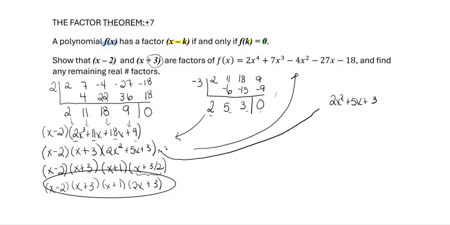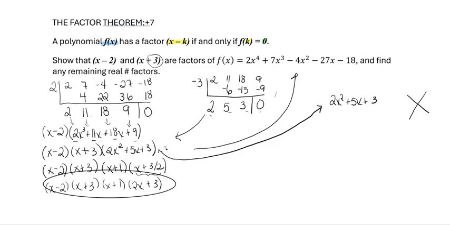I'm taking this and I'm rewriting it up here: 2x squared plus 5x plus 3. If I did not want to use the quadratic formula or completing the square, I could factor by grouping if it's factorable, and it is. It doesn't give me a whole number when I do it by completing the square, but I'll get whole numbers if I do it by factoring by grouping.